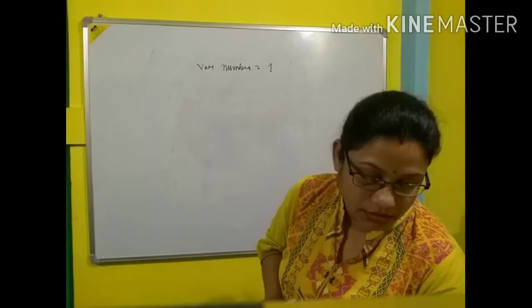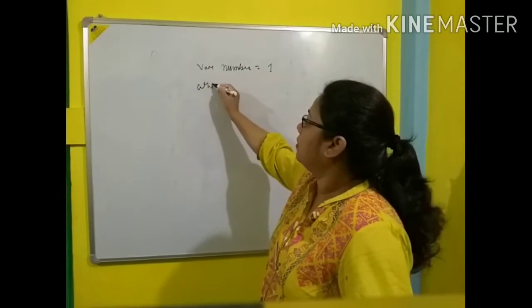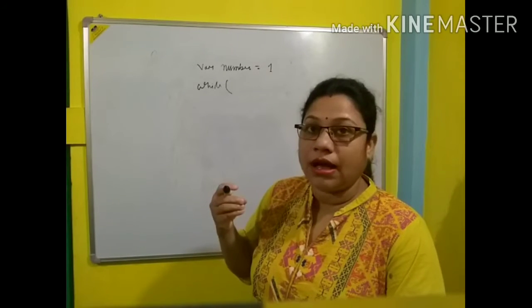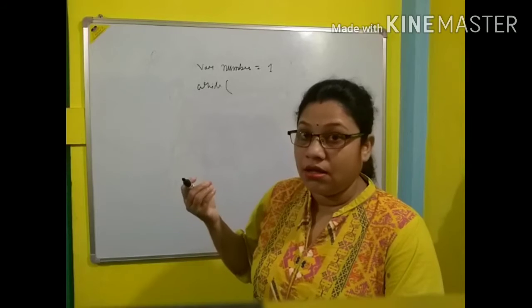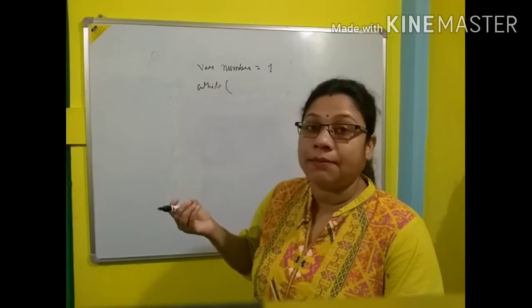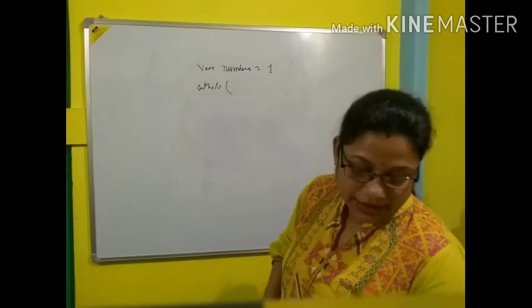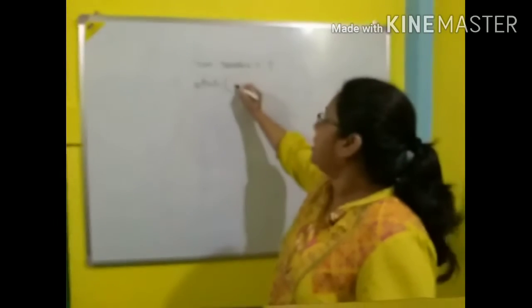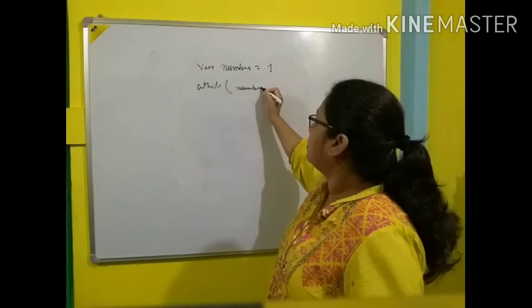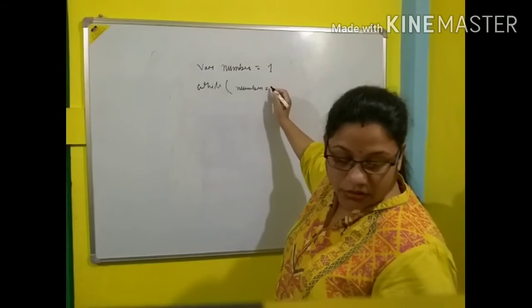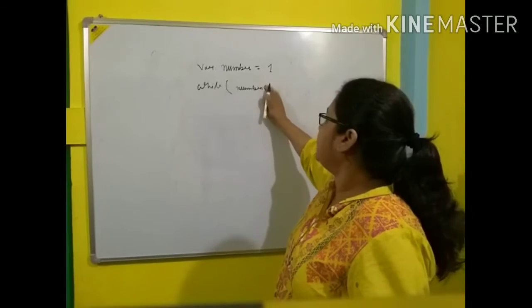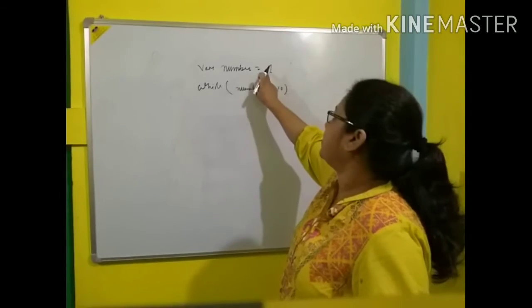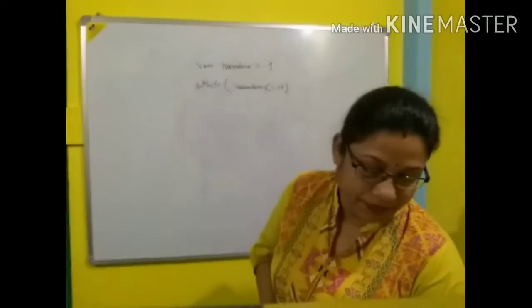After that, while. How many times do you want to execute, or up to what number do you want to display on the screen? That is up to number 10, that is 1 to 10. So here you have to put the condition: while number less than or equal to 10. So this is the condition. Less than or equal to means 1, 2, 3, 4 up to 10.